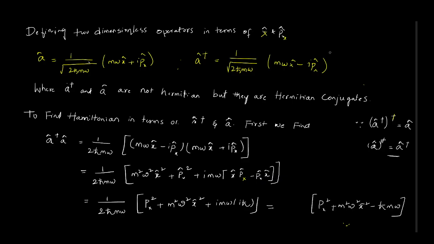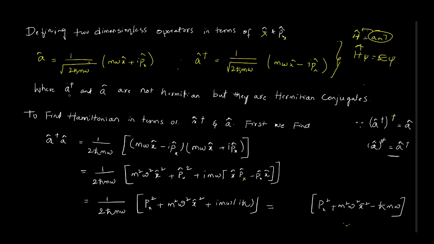We will try to solve the quantum linear harmonic oscillator using the same Schrodinger equation, H psi equals E psi. But we will find H cap in terms of a and a dagger, and we will try to solve. Let us do that.